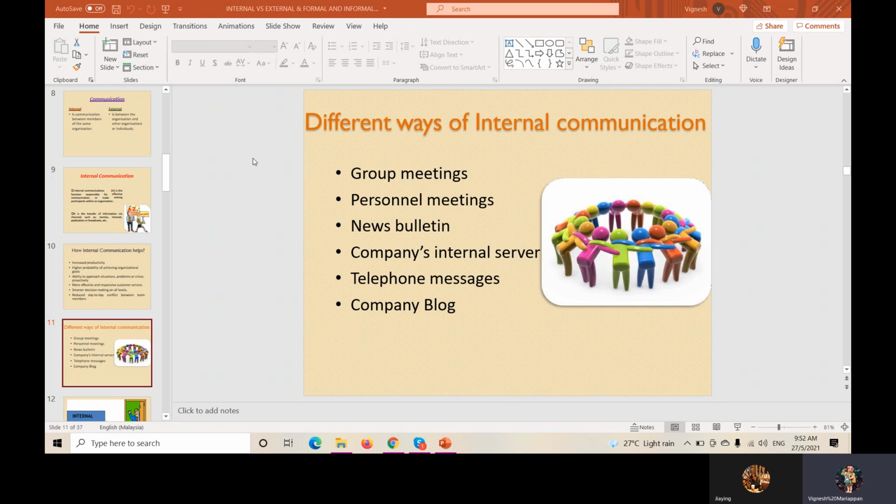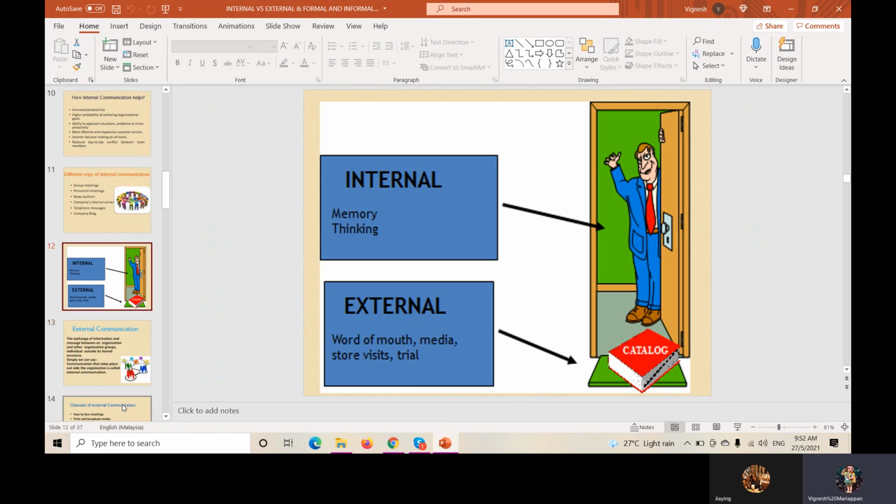And then the company blog. How? Any information regarding the company, they will post inside the company blog, right? Everybody has the system to log in, correct? They can log into the company blog, and then they can see everything: what messages, what information were passed by other members within the same organization. Okay, we call it internal communication. And then internal and external. Okay, wait, teacher will explain one by one.